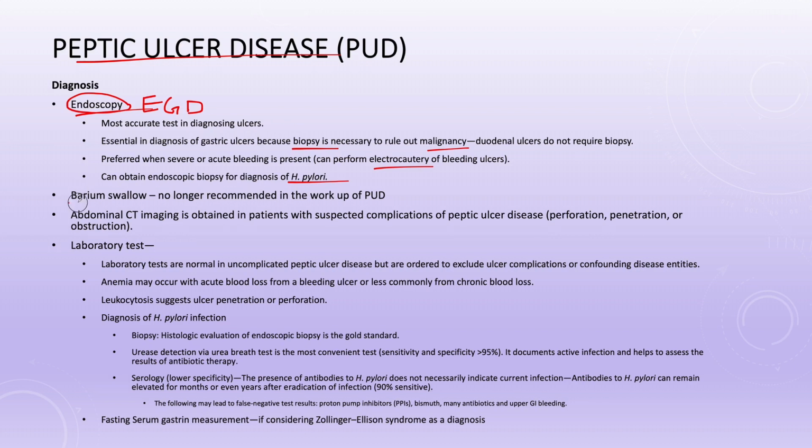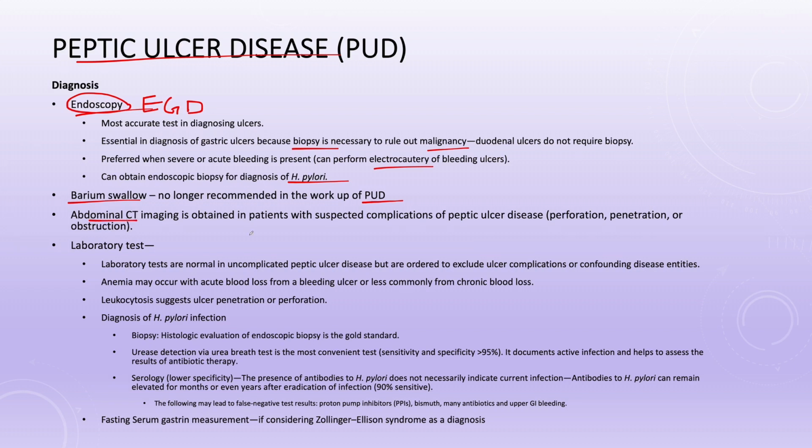Back in the day, we used to do a lot of barium swallows. We really don't recommend it nowadays in the workup of peptic ulcer disease. It has limited utilization in patients with dysphagia or patients that we think the ulcers are caused by something else. Abdominal CT is used, especially in patients with complications of peptic ulcer disease, like perforation, penetration, obstructions that can happen because of recurrent ulcers. So it has some limited use.